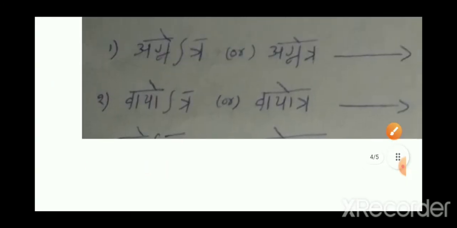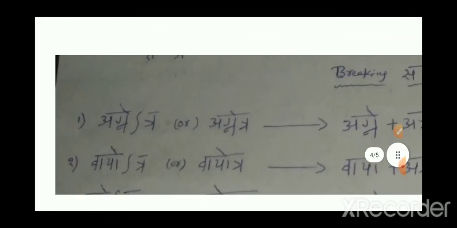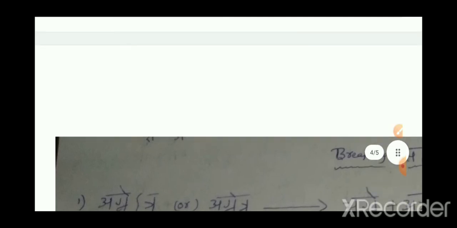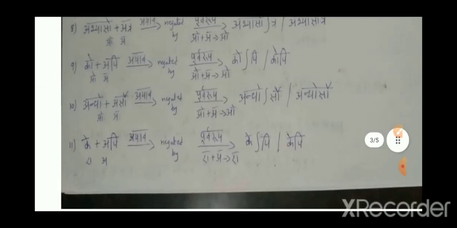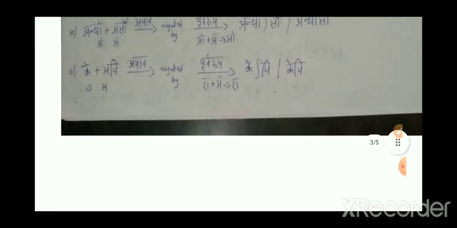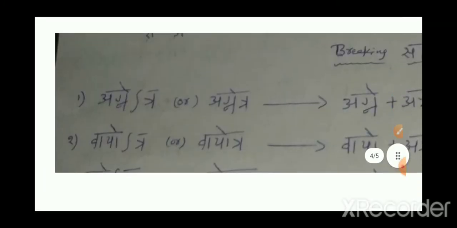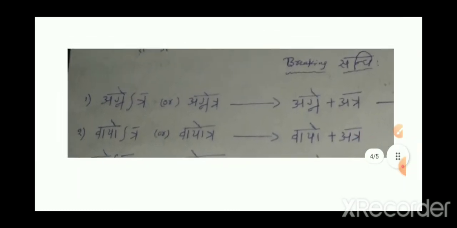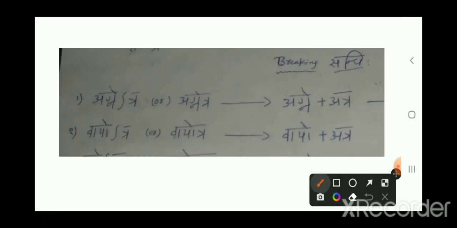Now, in the same way, till now we have seen the final form, where we took two independent words and then made a final form, right? Now we'll take a final form and then divide it into its independent words. Okay. Just take this example.